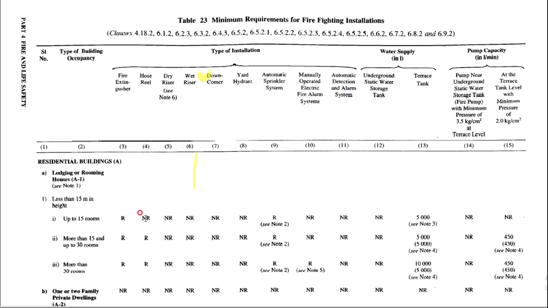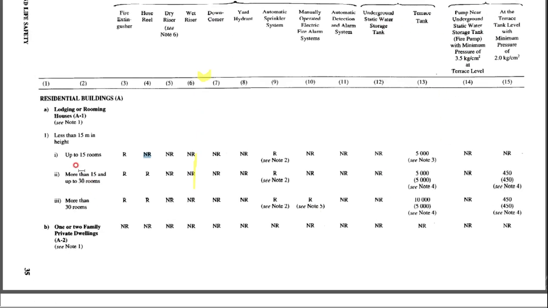See here, R and NR. If R is written, then this type of installation is required. If NR is there for this type of building category, this installation is not required. NR means not required. For water supply, we have underground water tank, terrace tank, pump capacity, they have also mentioned. So try to understand.